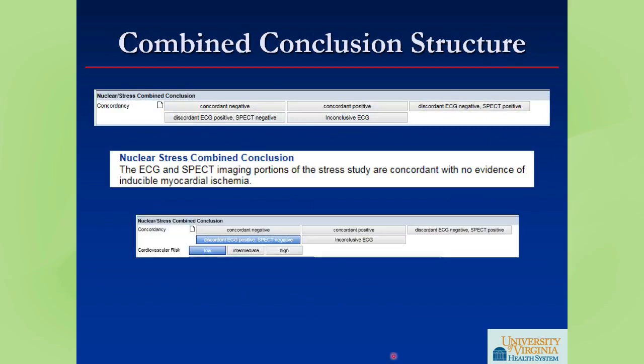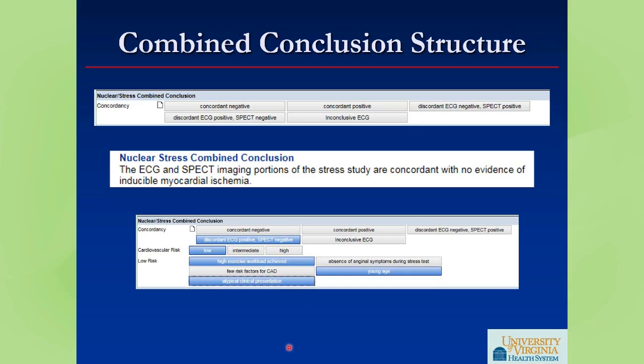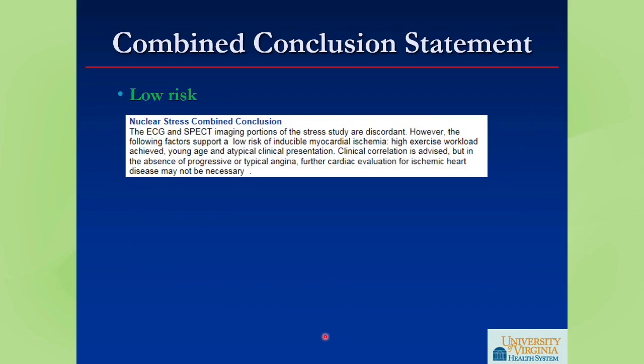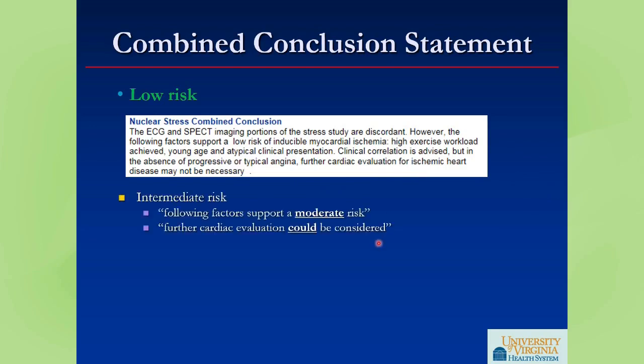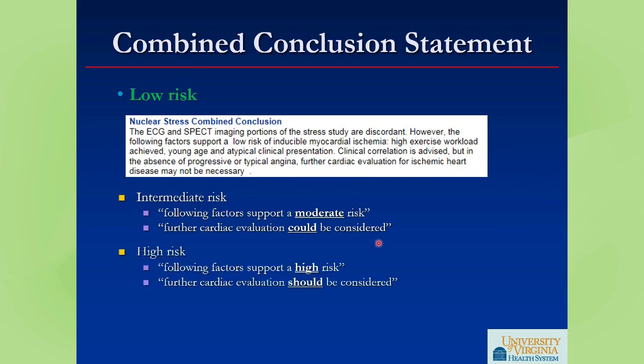So if we look here for someone who's discordant, with an ECG that's positive and imaging that's negative, we then look at our cardiovascular risk. And we may say something like it's low risk because they had an atypical clinical presentation, they were young, and they achieved a high exercise workload. And so we'd say this study is low risk and clinical correlation is advised, but in the absence of progressive or typical angina, further cardiac evaluation may not be necessary. In contrast, if they have intermediate risk, looking at the information that you have available, you could say further evaluation could be considered.